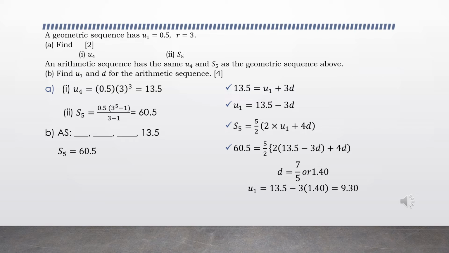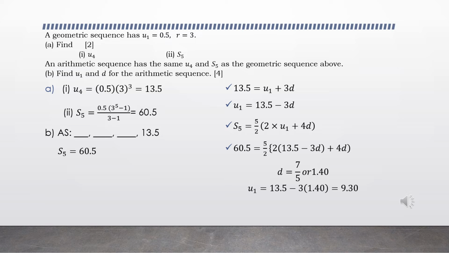So we can find u sub 1 through the formula for u sub n. By substitution, 13.5 equals u sub 1 plus 3d. So our u sub 1 is 13.5 minus 3d. That's not the final answer yet because we need to find the actual value of u sub 1. So we make use of our summation for five numbers. You can see in your formula booklet, there are two ways by which we can find the arithmetic series. The formula used here is n over 2 multiplied by 2 times u sub 1 plus n minus 1 d.